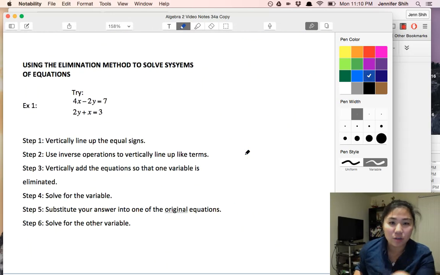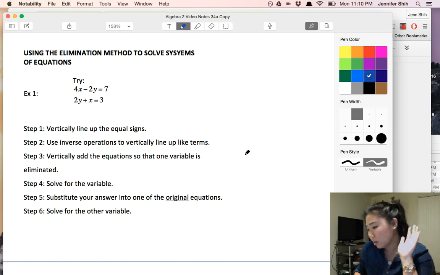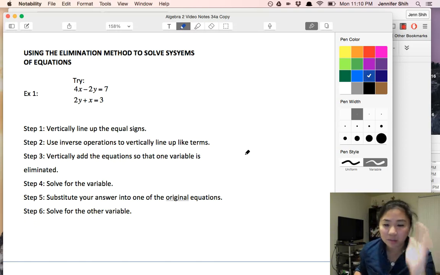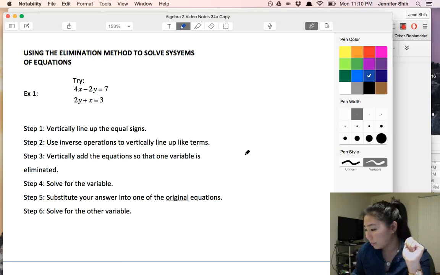Using elimination method to solve systems of equations. Here are the steps. If you want to pause right here to write down the steps, that's fine. If you want to go through the example with me and then pause for the steps, that is also good. All right.